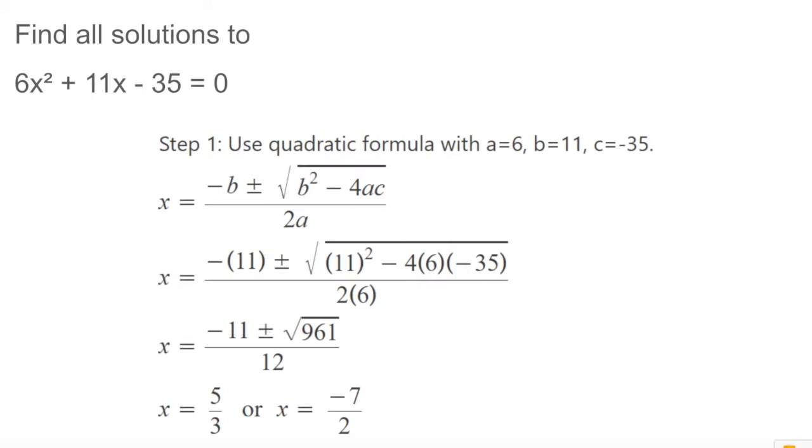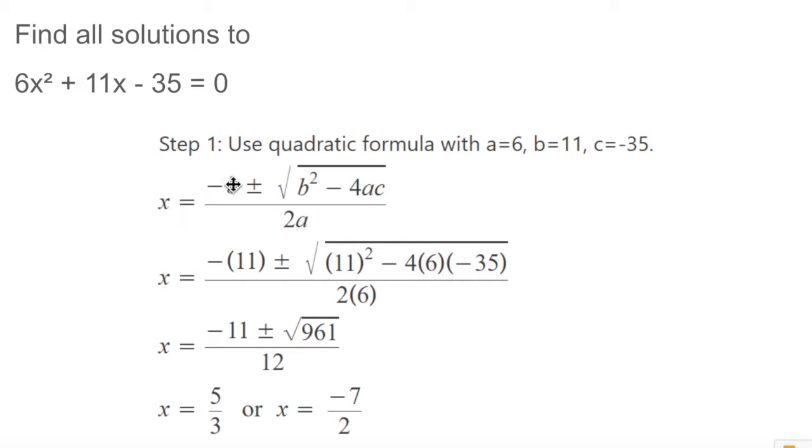So this first one I've already worked out. Our equation is 6x squared plus 11x minus 35. First we want to identify a, b, and c, which I've done here. A is 6, the coefficient of x squared. B is 11, which is the coefficient of x. And c is negative 35, which is the constant on the end. So now we have values for a, b, and c. We just need to plug those into this quadratic formula.